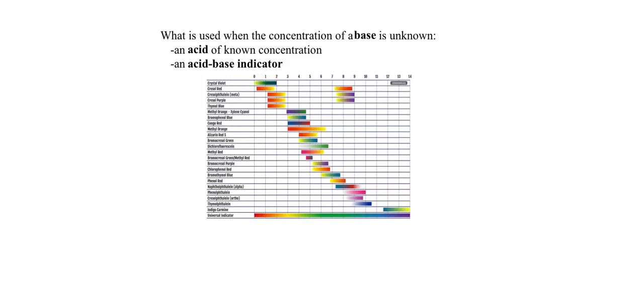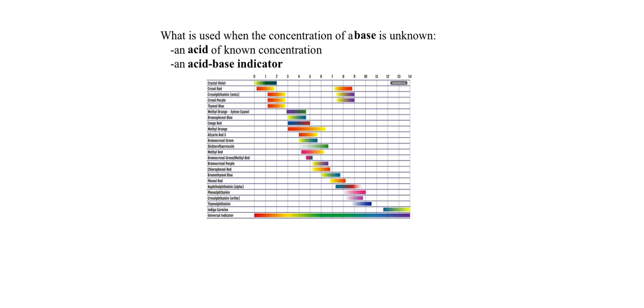The type of titration we will be doing is where we do not know the molarity or concentration of the base. So we would need to know the concentration of the acid, and we're also going to use what's called an acid-base indicator. This is a substance that we add in our titration, and it changes color when the pH changes. That's how we know to stop our titration.